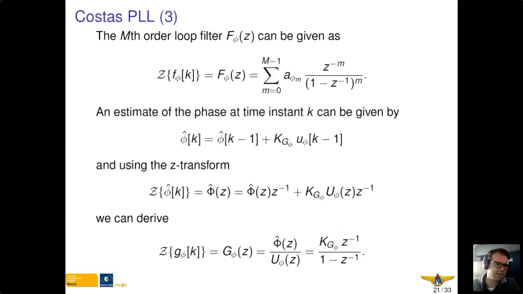We followed here the maximum likelihood concept. But in a real implementation, maybe the arctangent is difficult to achieve numerically, so you can also choose other implementations that approximate this. So the choice of the discriminator is up to the designer, and then we can also use the filter coefficients of the loop filter A phi of m and the gain of the integrator K g phi as design parameters for our loop.